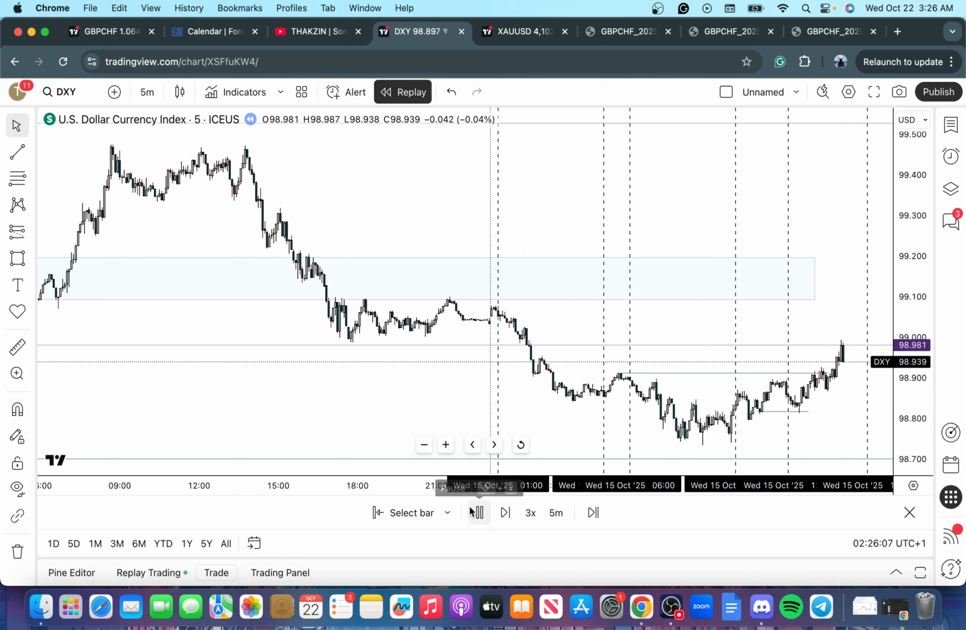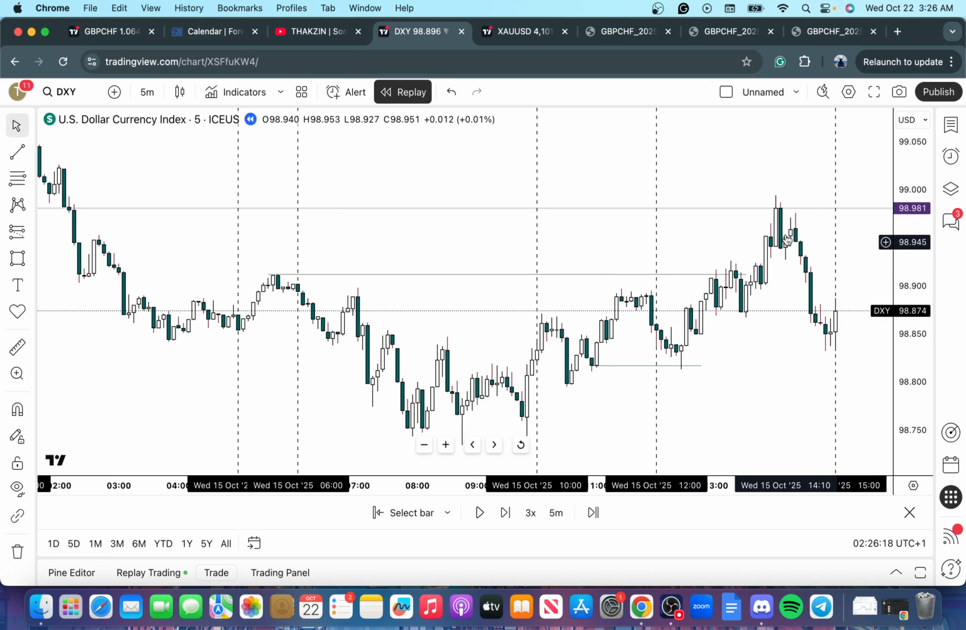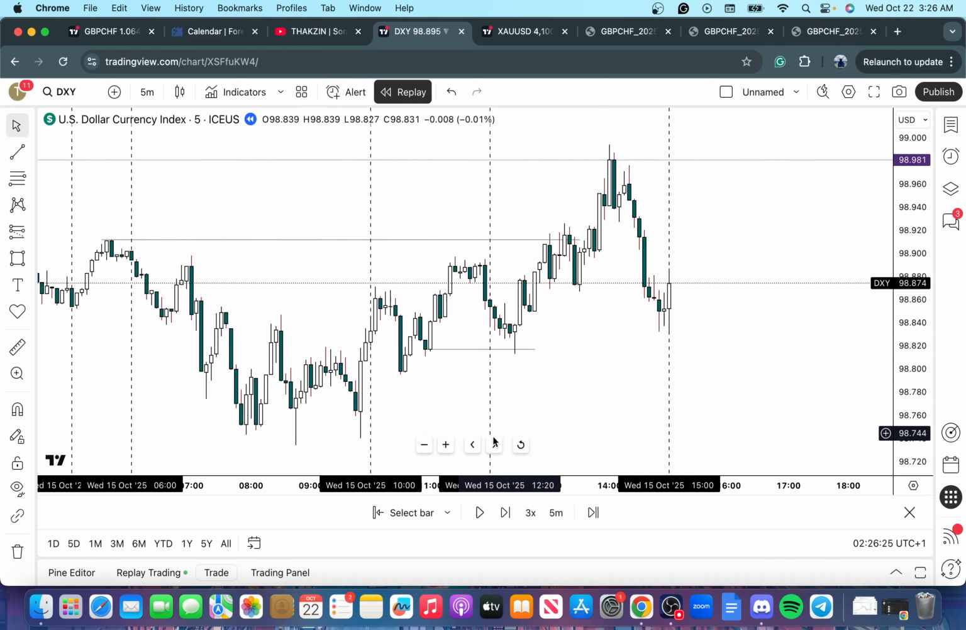Right, so you can see here, if I can use your replay tool, after we have the stop run during New York session, watch this. Bearish order block, trades up into this. What is this? Propulsion block. Look at the massive displacement going into London close session.